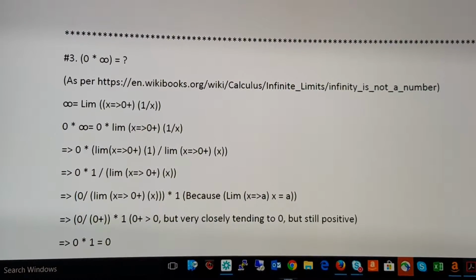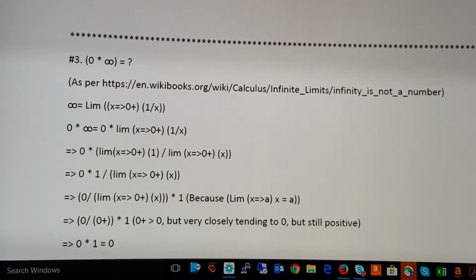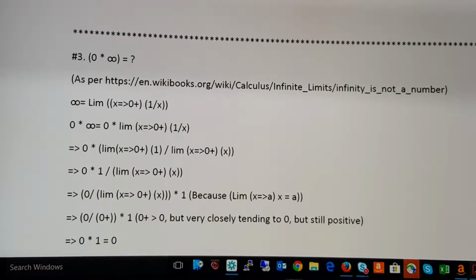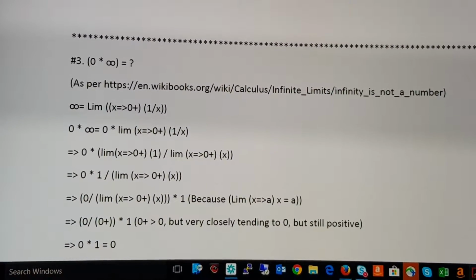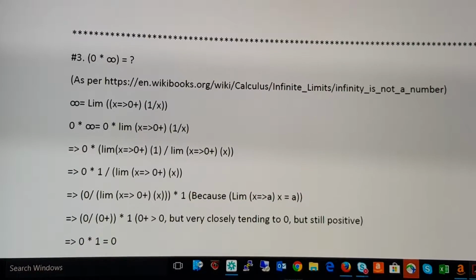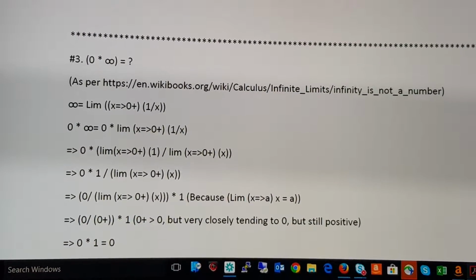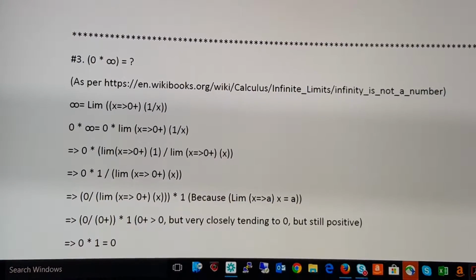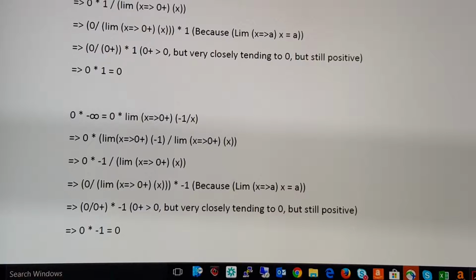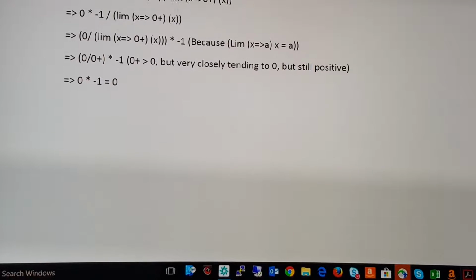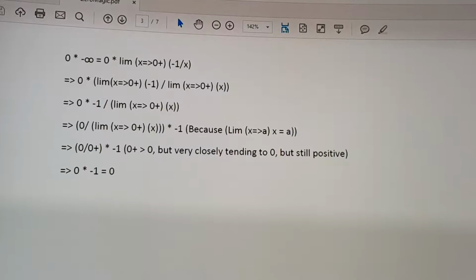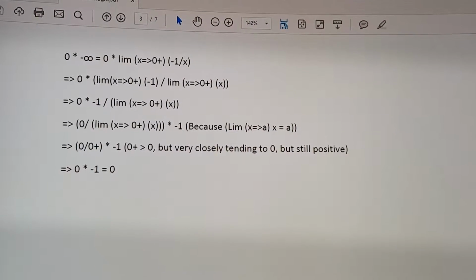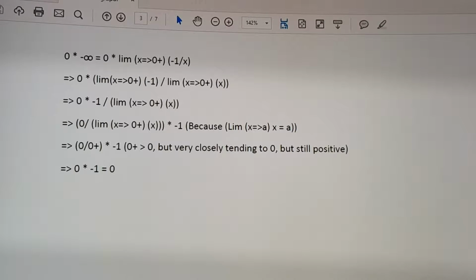When you try to evaluate the denominator, the limit of x, where x tends to 0 plus, becomes just 0 plus, and you can divide that 0 by a 0 plus. Obviously anything that divides 0 will result in 0. So 0 into 1 makes it 0. So obviously that means 0 into infinity is equal to 0. So let us move to a similar type of proof, on the negative side of it. It just changes in terms of the sign, but it also results in a 0. So let's move to the next one.